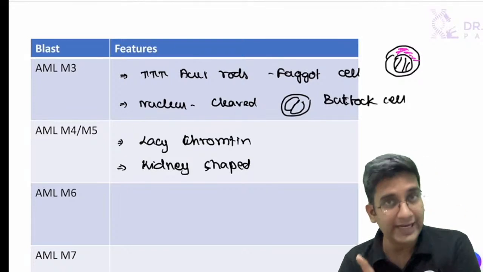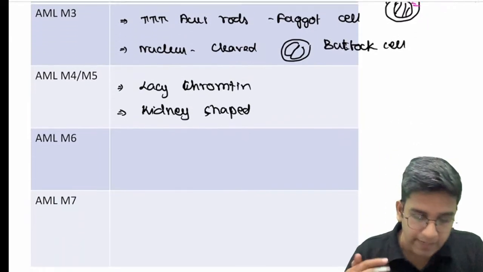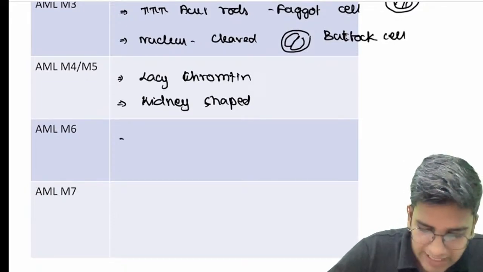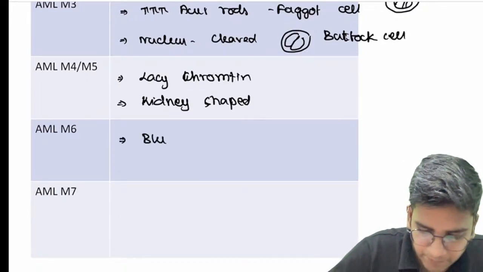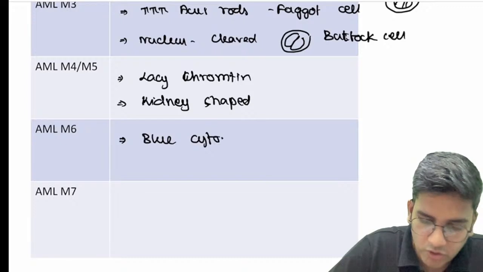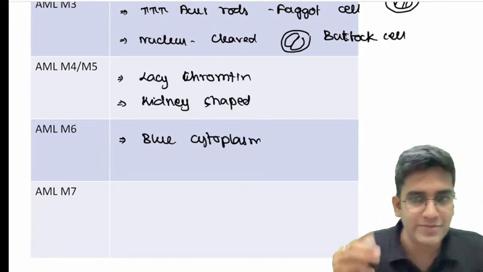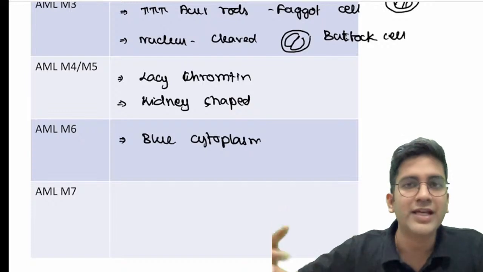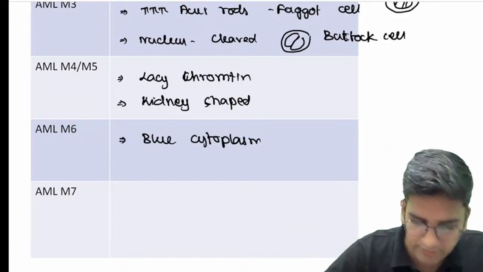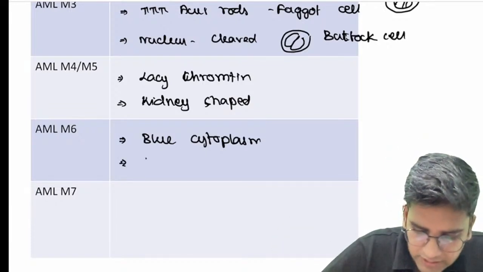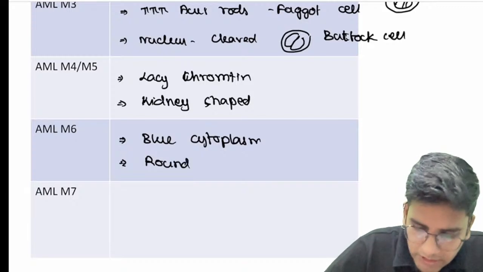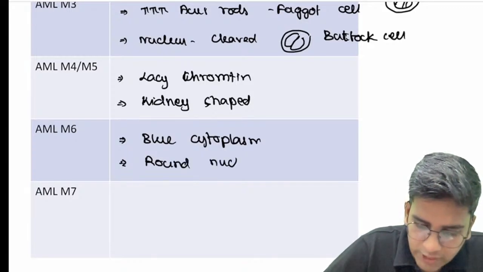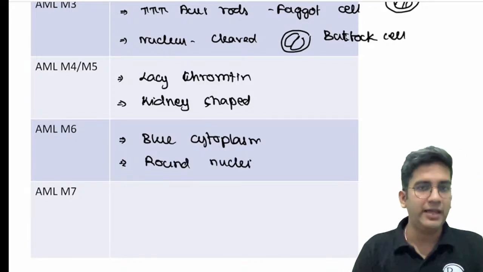But undoubtedly, I need markers. This is the first step, right? AML M6, they will have a completely blue cytoplasm, because the normal pro-erythroblast, what you read in the normal WBC lineage, will have blue cytoplasm because of a good amount of RNA. That's why it's blue cytoplasm. Then it has a perfectly round nucleus. A perfectly round nucleus and blue cytoplasm is diagnostic of an AML M6.